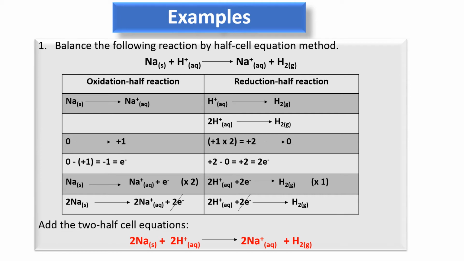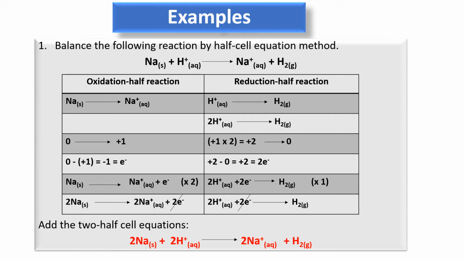So what do we do? The next stage is you take away the oxidation number at the product side from the oxidation number at the reactant side. And what do you get? When you take away +1 from 0, what do you get? You get -1, which shows that 1 mole of electron is lost, because at oxidation electrons are lost. So 1 mole of electron is lost here.